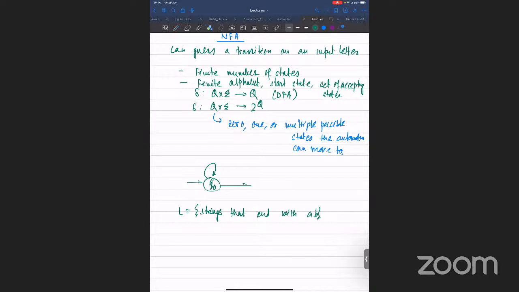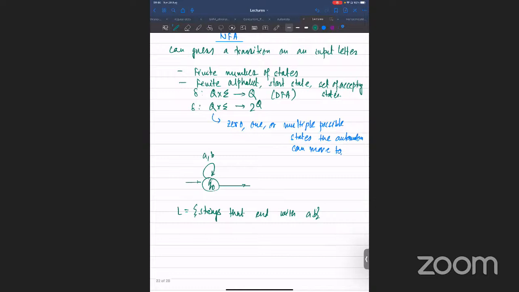You can have A comma B, and then you can say on A you go to some Q1, and on B you go to Q2, right? So this is a non-deterministic automaton. Why? Because you have two transitions on A, you can either go to Q0 or Q1.